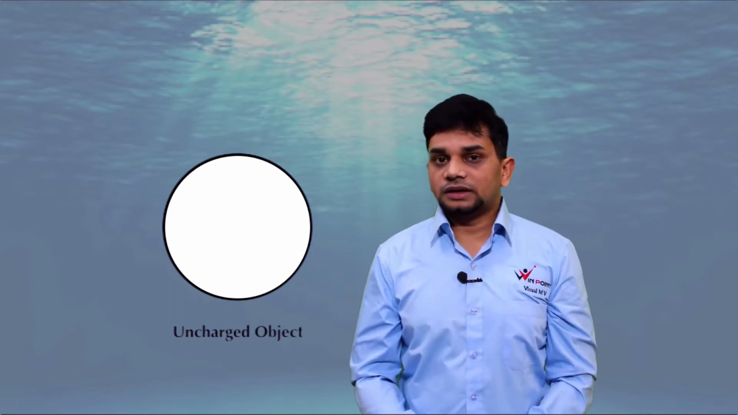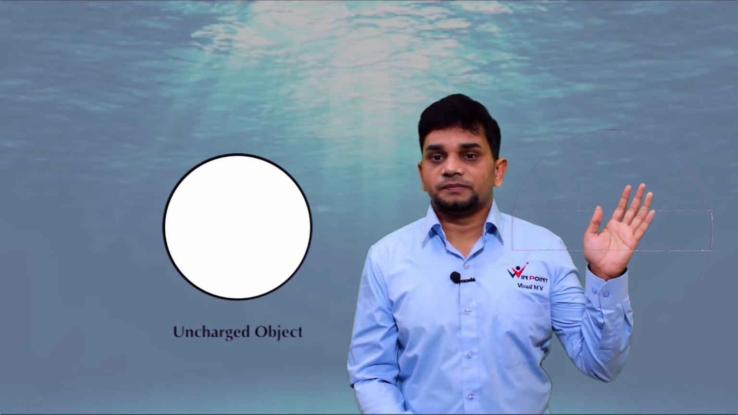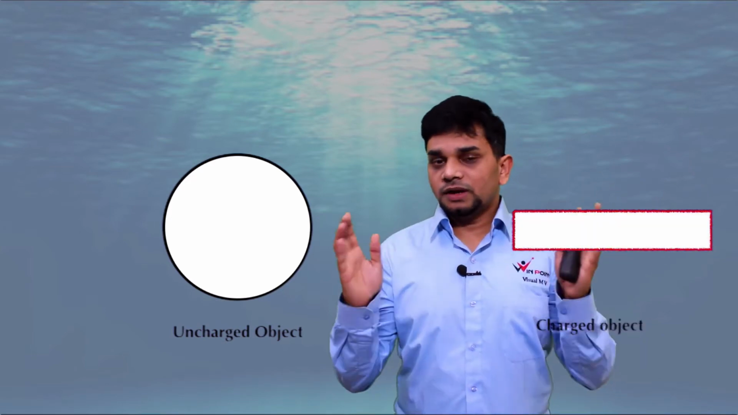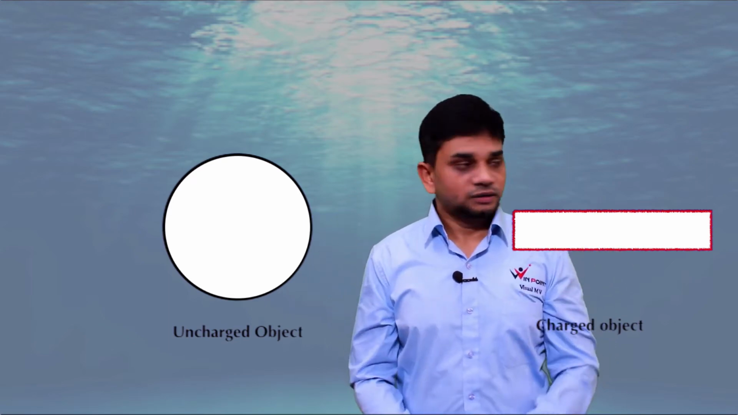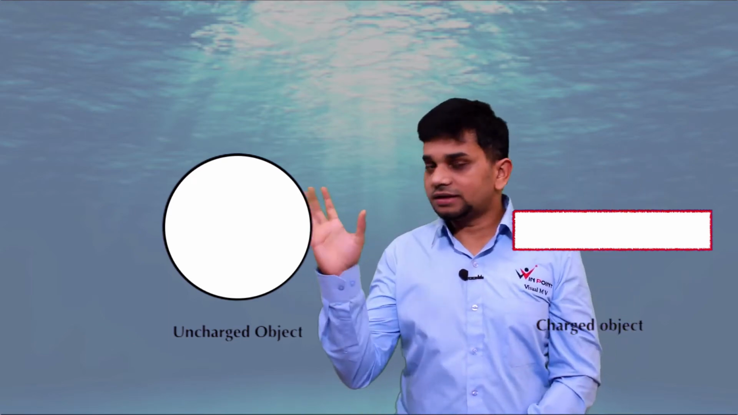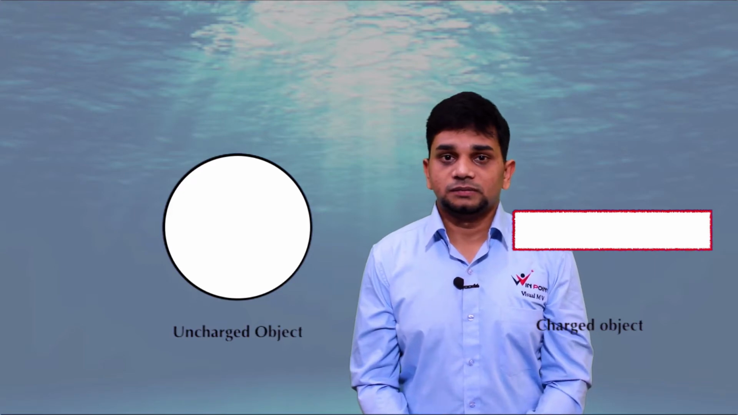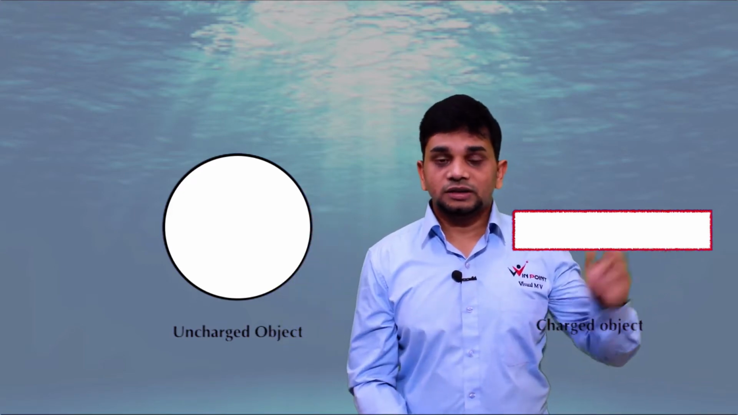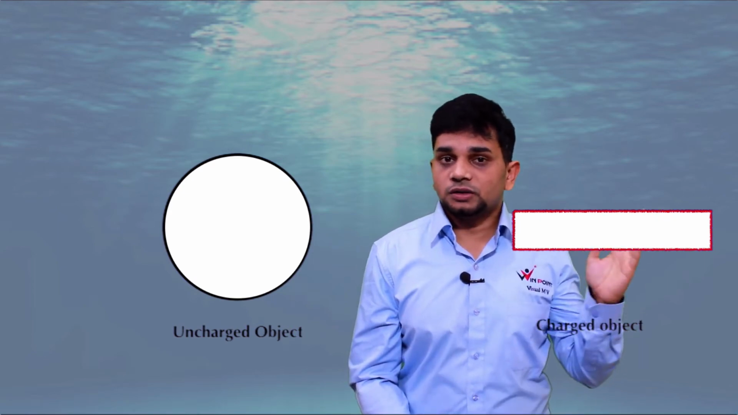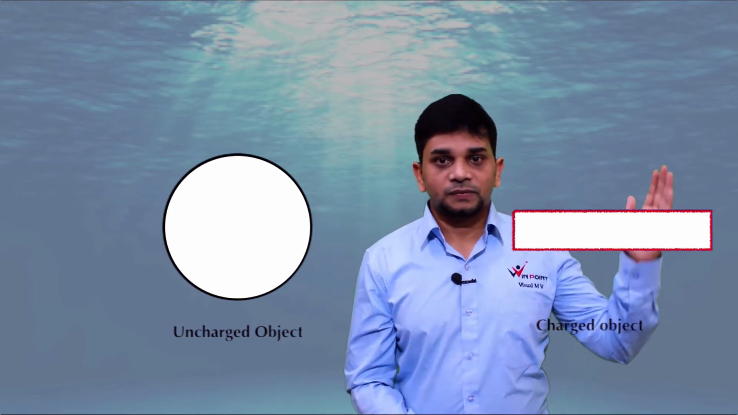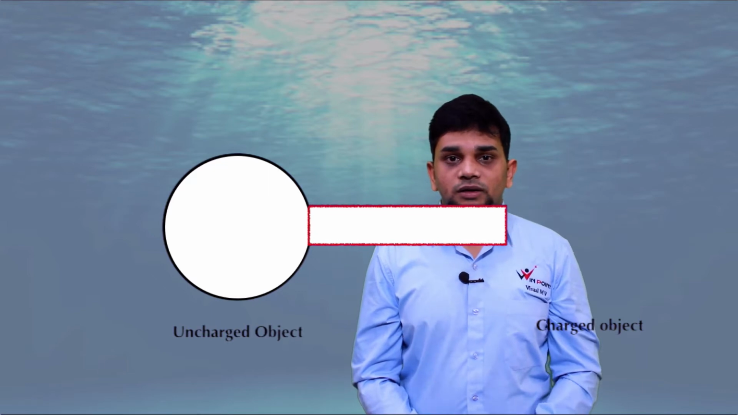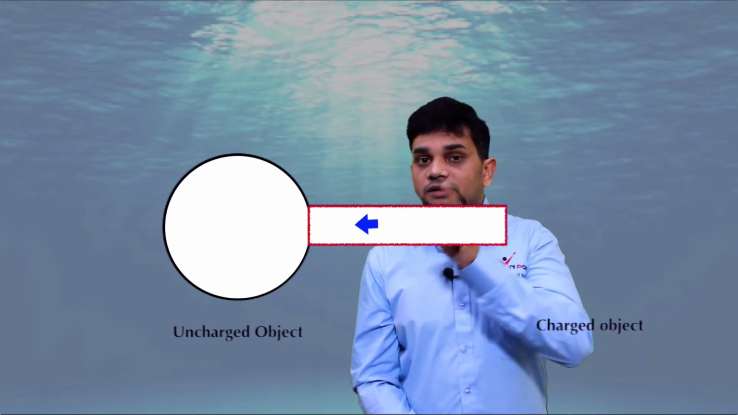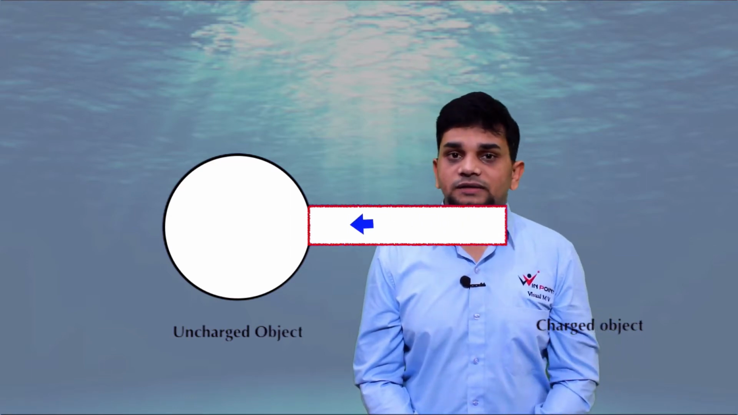For conduction, we are taking another object which is having charge. So here there is another object, and this object is having charge. When we are making a contact between this charged object and uncharged object, what's going to happen? Let's see that. When we make a contact between these two objects, the charge will flow from the charged object to the uncharged object. This process is known as charging by conduction.